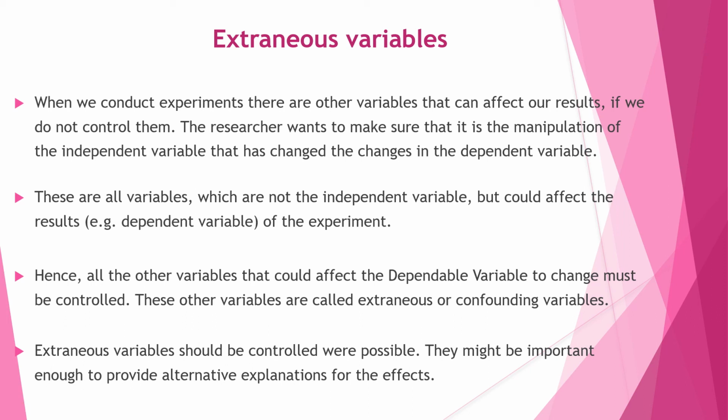So usually extraneous variables should be controlled as much as possible, so that the effects on the dependent variable are due to the independent variable only. But in some cases when we cannot control the extraneous variables, we may get some alternative explanation of the effects on the dependent variable apart from the independent variable as well.